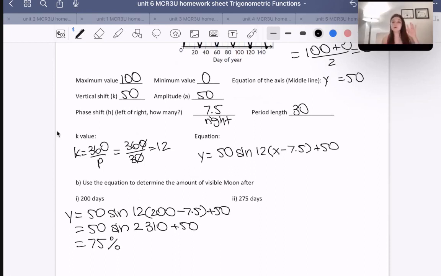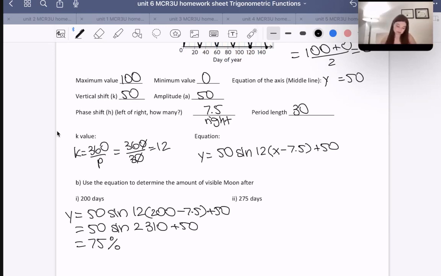Now, how can we check that that's right? Well, the number one check we should do before anything else is to ask, is this in our possible range? Is it reasonable to say that 75% of the moon might be visible? And yes, absolutely it is, because it's between 0 and 100. If we got something below 0 or greater than 100, that wouldn't make sense in the context of the question, nor would it make sense with the minimum and maximum value that we already established. However, this does make sense, so it passed check one.